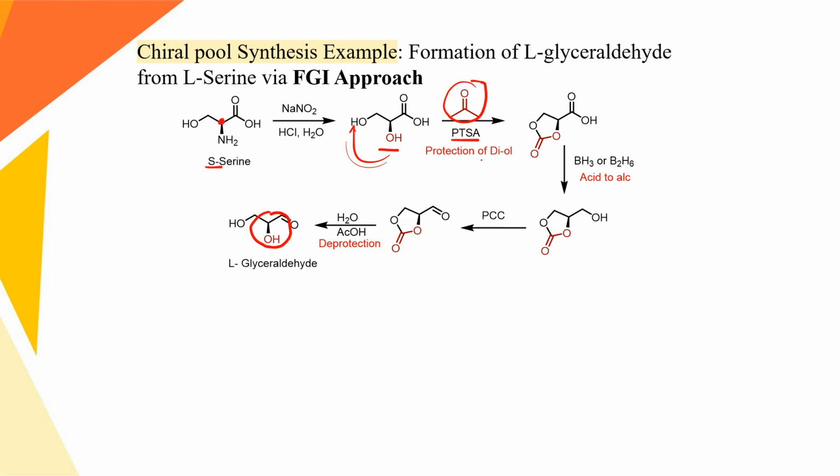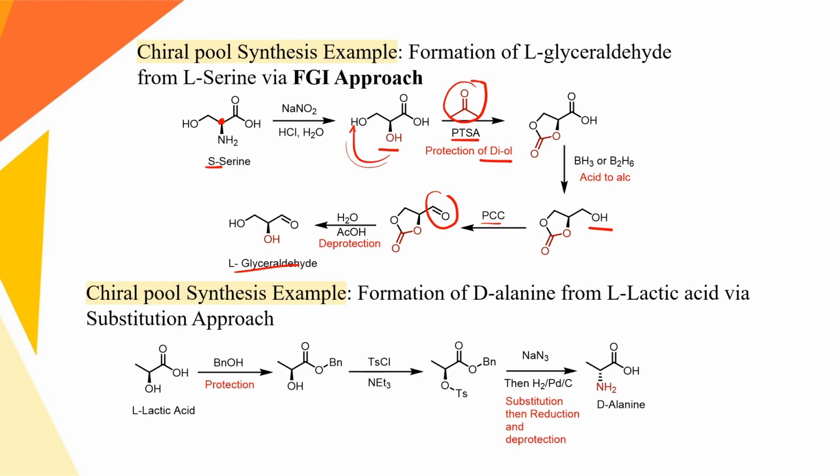So this particular diol can be protected by using acetone and PTSA, followed by this particular acid moiety, and the classic simple reagent chemistry, BH3, will reduce that particular acid part to the corresponding alcohol, and then we use PCC to form this particular aldehyde. The oxidation of the alcohol takes place, followed by the deprotection to get the L-glyceraldehyde. So in this approach, you can find that the chiral center is already there. We just do functional transformation to get another, different product.